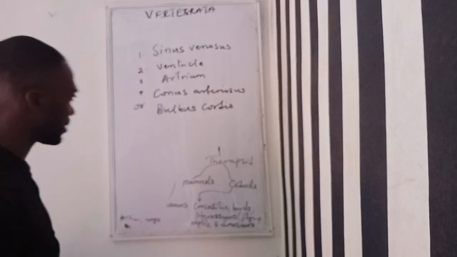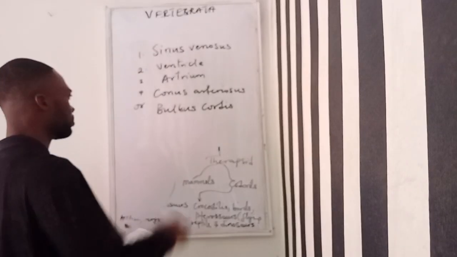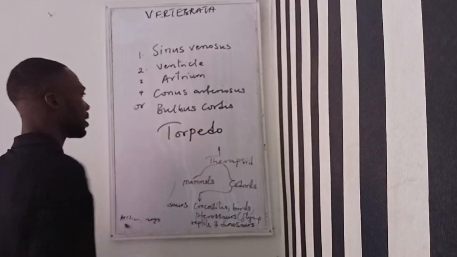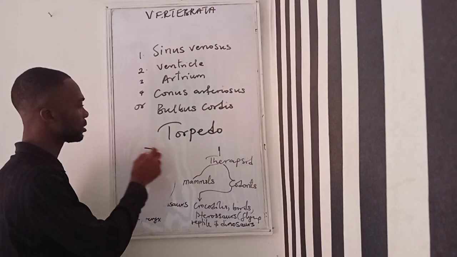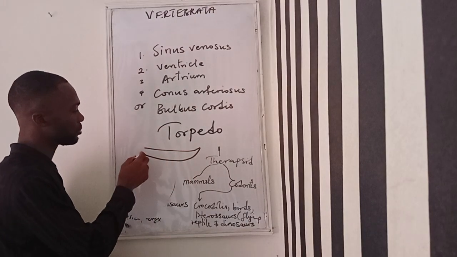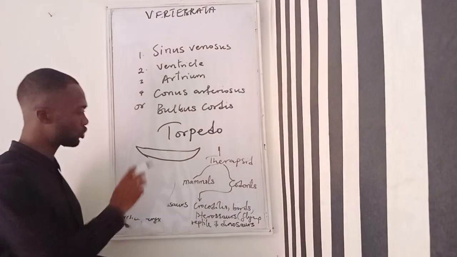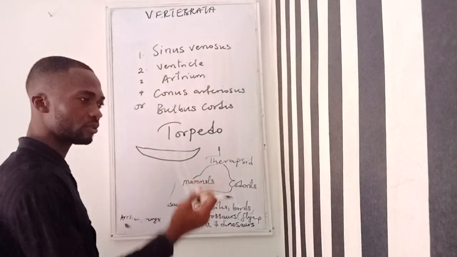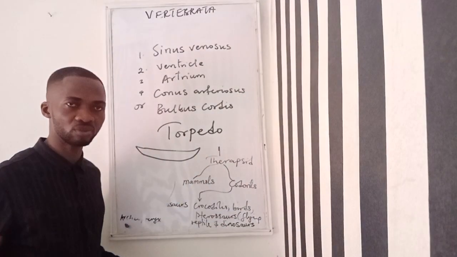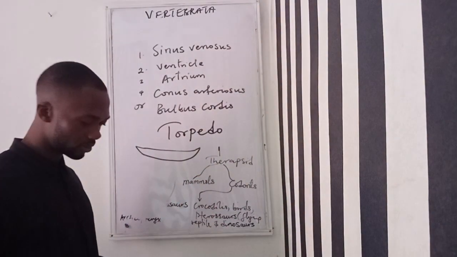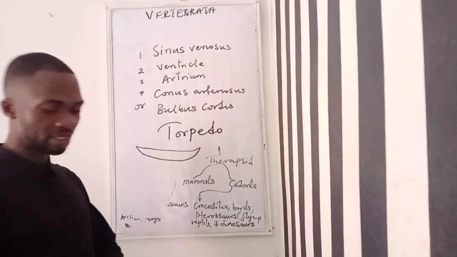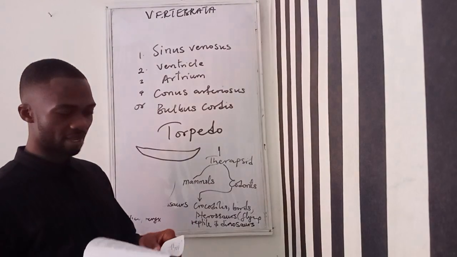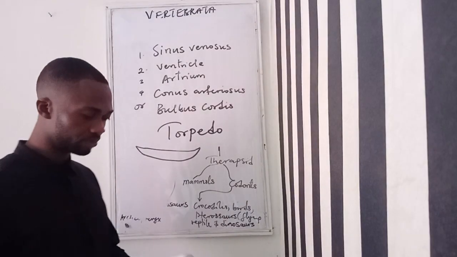Then the shape of fish is torpedo. They have a torpedo shape. That means a shape that somehow looks like a boat, and this shape is very, very important. It enables fish to maneuver or to navigate through water. So these are some of the important adaptations that enable fishes to survive in their environment.